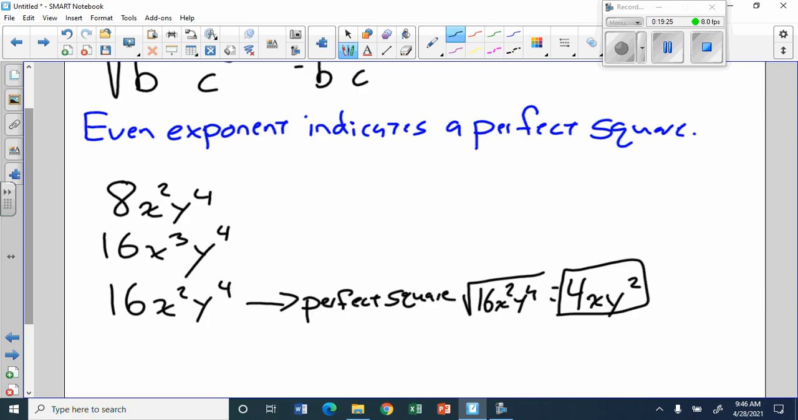What's wrong with the first one? Why does the first one not work? Yeah, 8 is not a perfect square. What's wrong with the next one? Yeah. X cubed is not a perfect square.